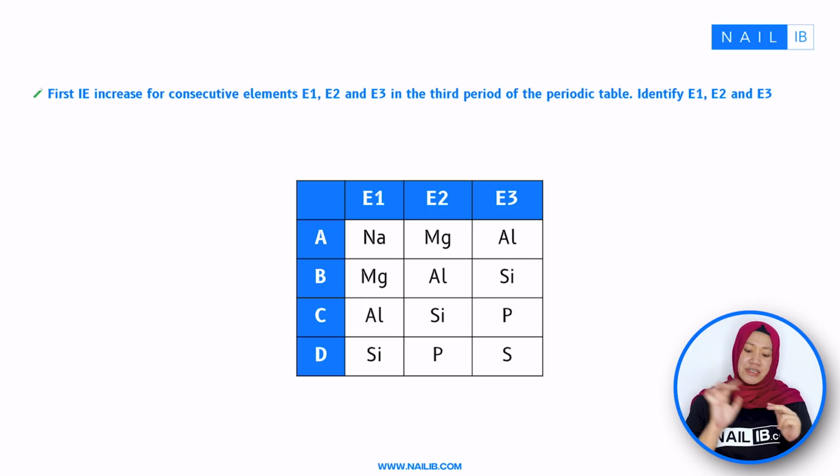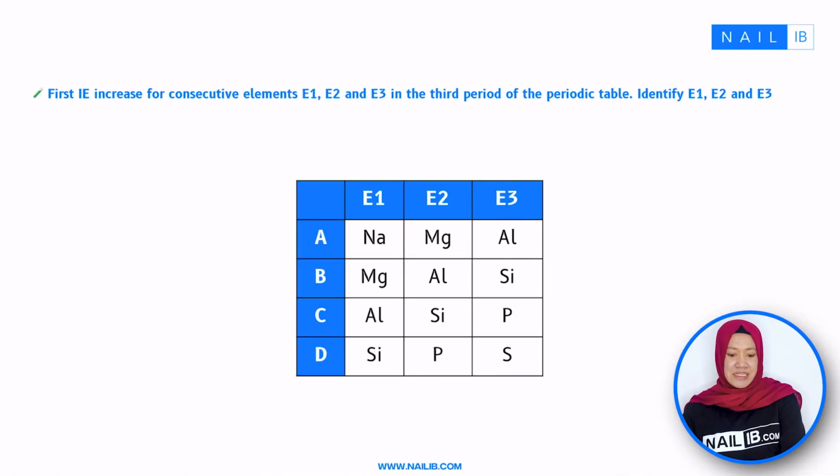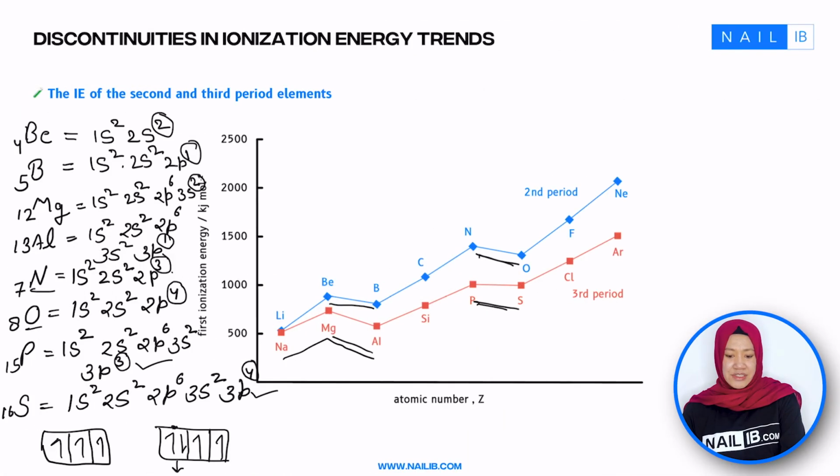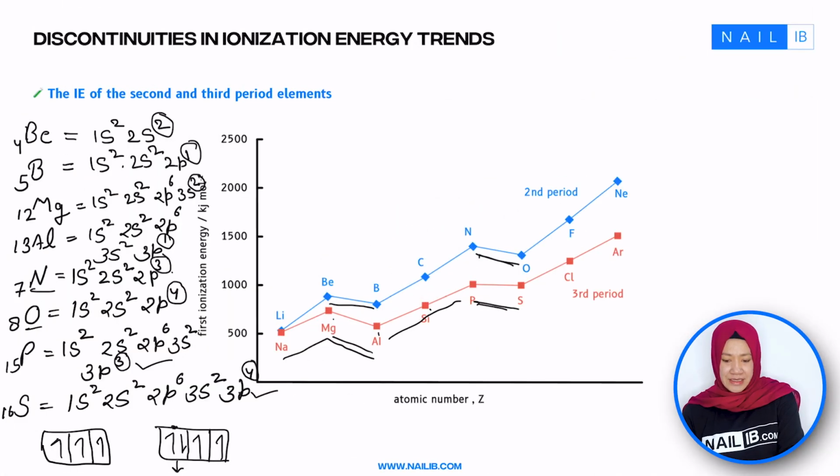Na, Mg increases, but Al experiences discontinuities like this. Okay, the second one, Mg, Al, Si. Again, Al experiences discontinuities, so it's not increases for consecutive E1, E2, E3 elements. And the third one, Al, Si, and P. Correct.